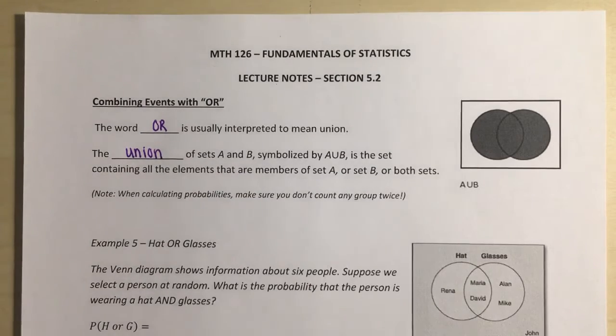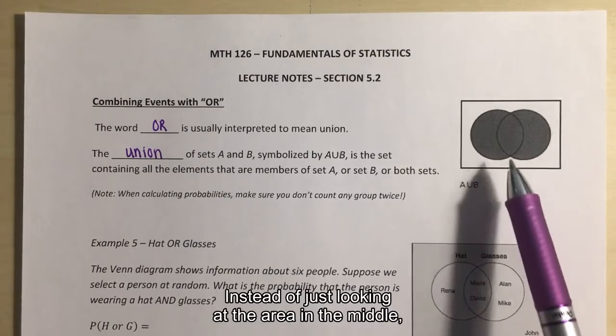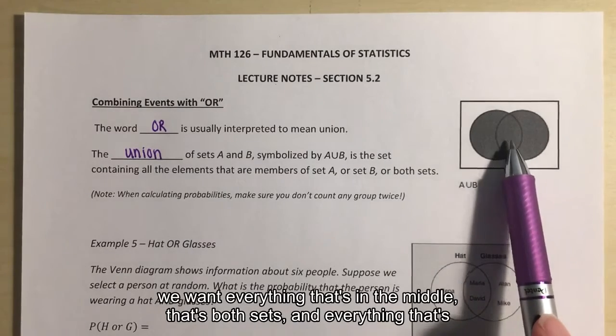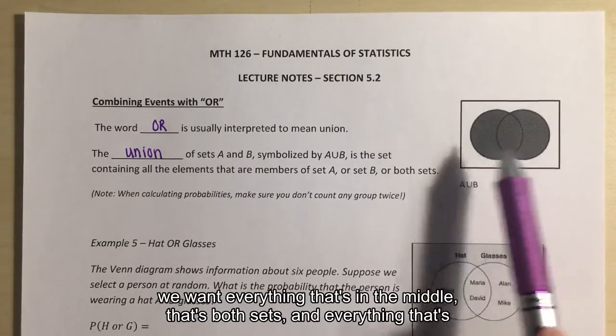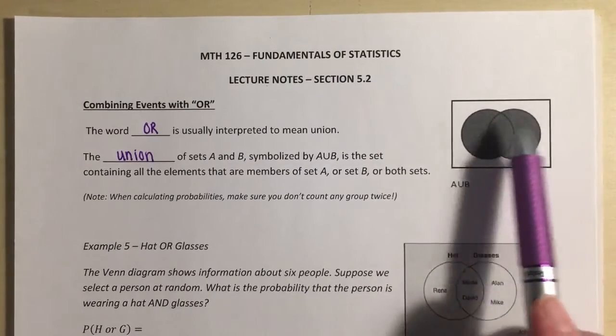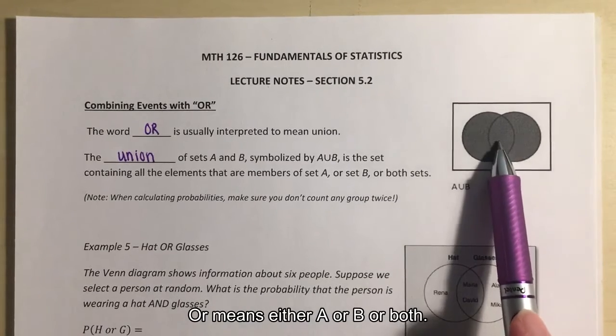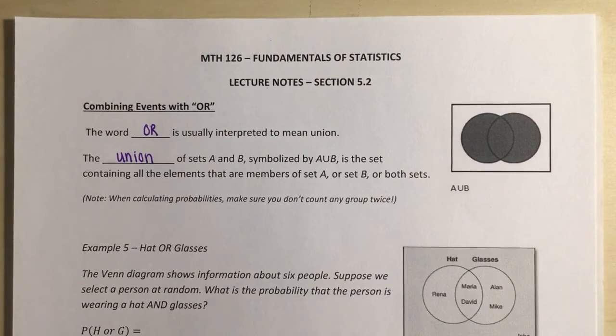Right, so we see that we flip the symbol. Our intersection is an upside down U, our union is a right side up U. And instead of just looking at the area in the middle, we want everything that's in the middle, that's both sets, and everything that's over here, or everything that's over here. So or means either A or B or both. It's an inclusive or. Right?